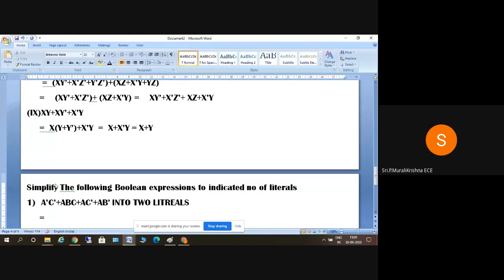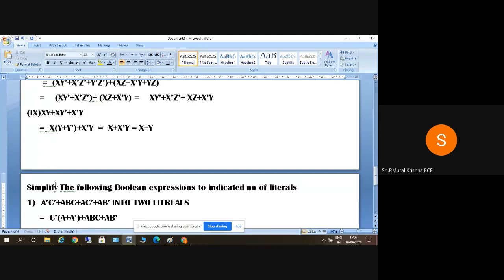Here I can take C bar as common, so I can get this value. Always check the simplifications first, take the common factor, then apply the postulates or the theorems. What are the possible ways? We can check.